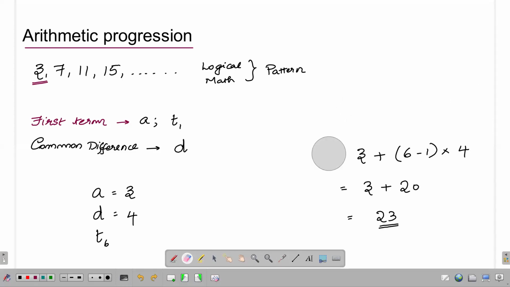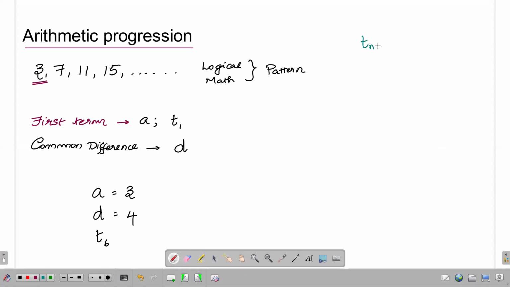Now, in the same manner, from that formula, I shall just write it here. Tn is equal to a plus n minus 1 times the common difference. Let this be there. Now, in this arithmetic progression, let us consider the last term. Maybe you are considering some 15 terms. You are aware of the last term and you know the first term. Now you want to find out how many terms are there in this given progression.